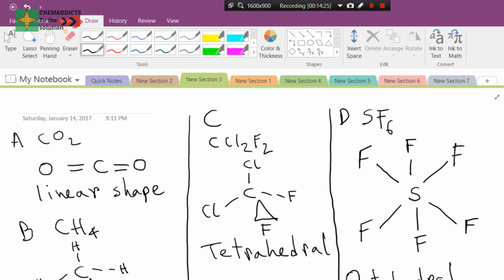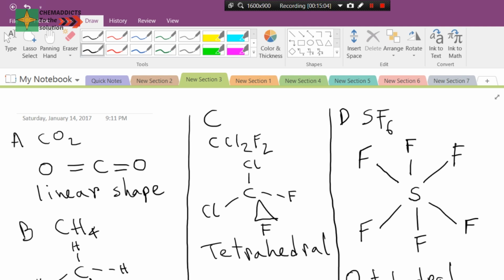Since 6 fluorine atoms are attached to this sulfur, there would be a plane. Okay, planar. So 4 fluorine atoms are attached to this central sulfur in planar order, and of the other 2 fluorine, 1 fluorine would be above this plane and another fluorine would be below this plane. So that's how it looks like.